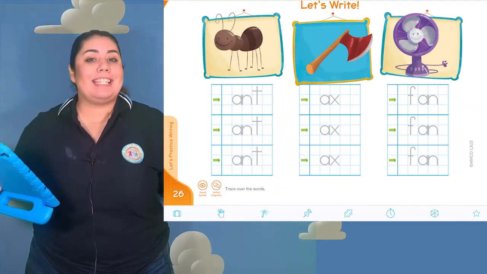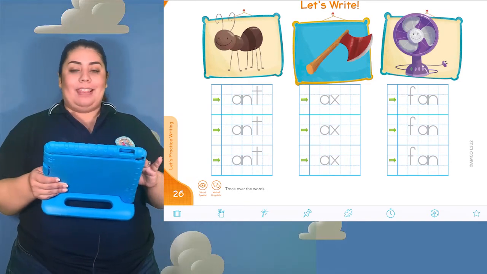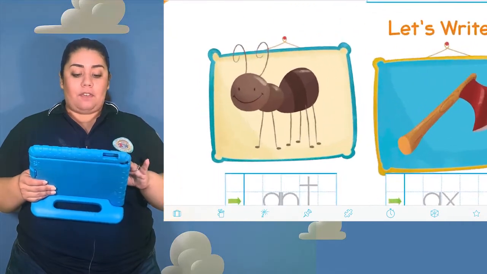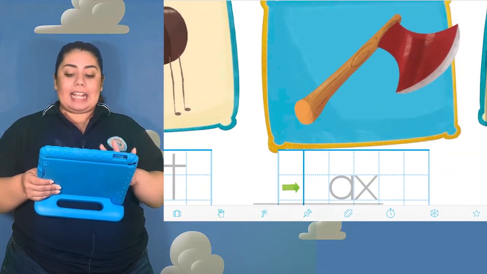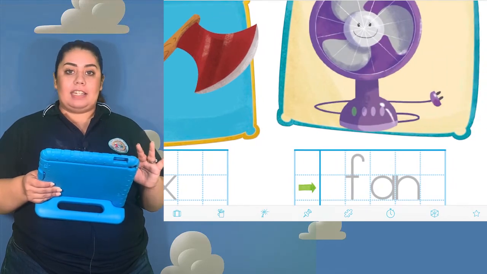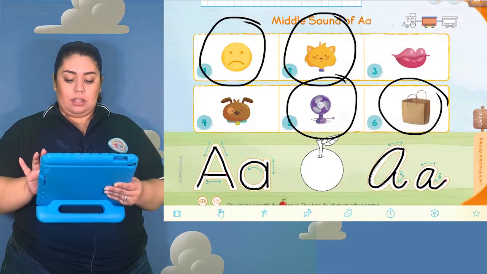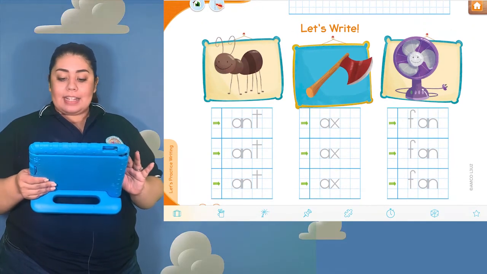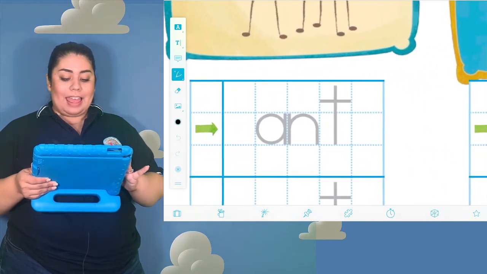And I promise this is the last one. Page 26 is going to be the last one. Over here, we have the writing of each picture. Ant, axe, fun. Oops, let's go back. Here, ant, axe, and fun. Here we are going to write the name.